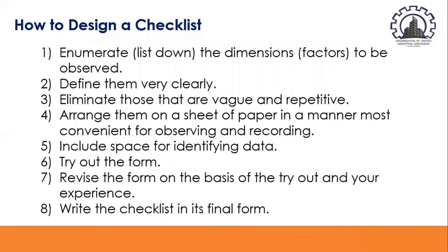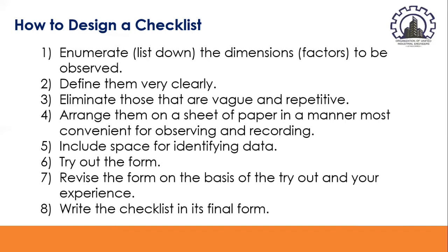So how do we design a checklist? Now, the steps in the construction of a checklist are as follows. First, in designing your checklist, the first thing that you need to do is to enumerate or list down the dimensions or factors to be observed. Second, define them very clearly, so what they are exactly. Third, eliminate those that are vague or repetitive. As much as possible, you need to be very clear, okay, understandable. Number four, arrange them on a sheet of paper in a manner most convenient for observing and recording. And number five, you need to include space for identifying data.